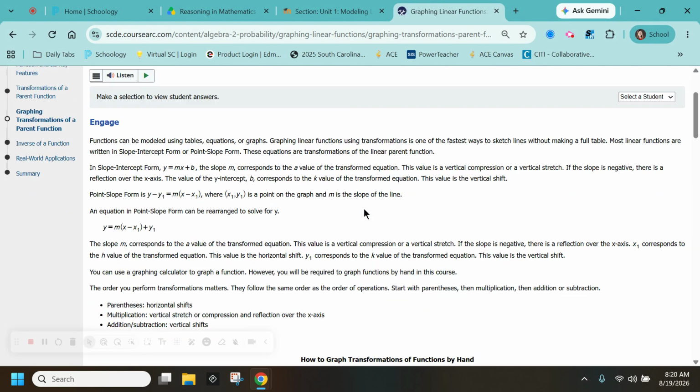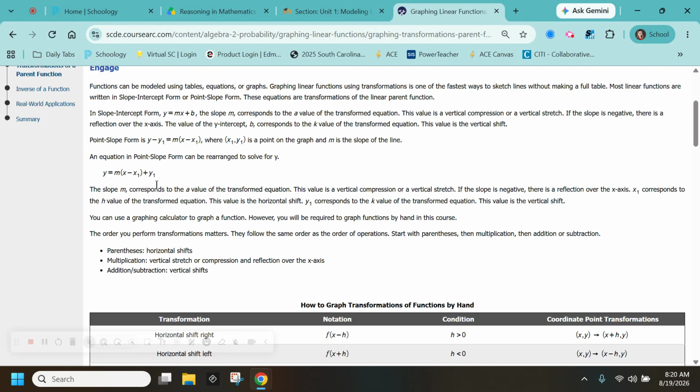Graphing transformations of a parent function. So again, the slope-intercept form of a function is y = mx + b, where slope is m, and b is the y-intercept, which is also the k value of the transformed function. Point-slope form is y - y1 = m(x - x1), where x1 and y1 is a specific point on the graph and m is the slope of the line. An equation in point-slope form can be rearranged to solve for y, therefore writing it in slope-intercept form.